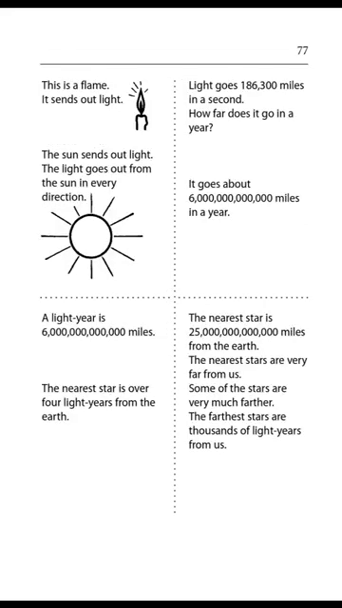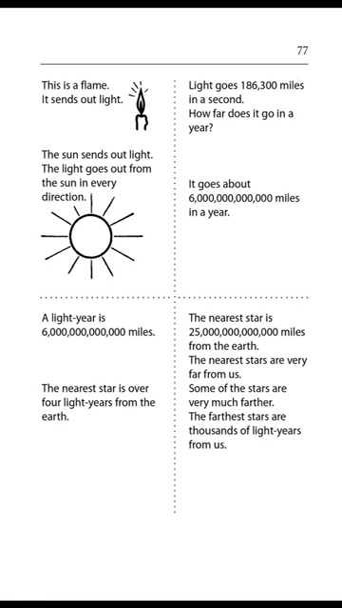Page 77. This is a flame. It sends out light. The sun sends out light. The light goes out from the sun in every direction. Light goes 186,300 miles in a second. How far does it go in a year? It goes about 6 trillion miles in a year. A light year is 6 trillion miles.